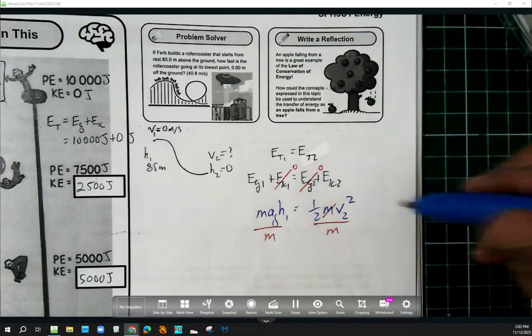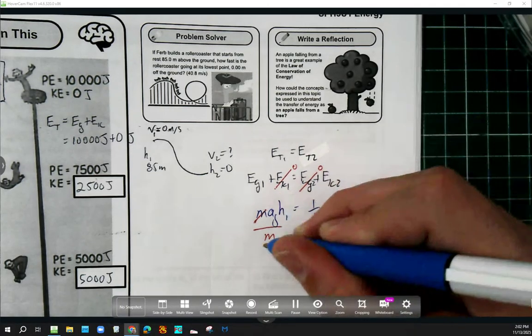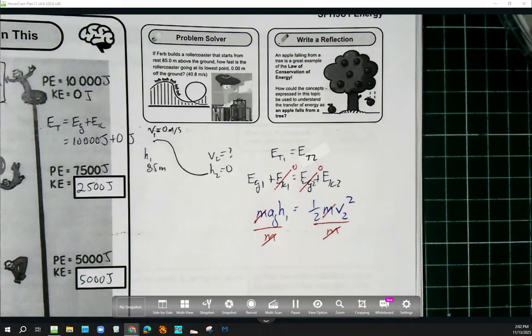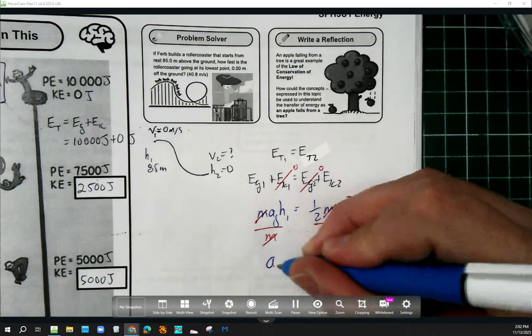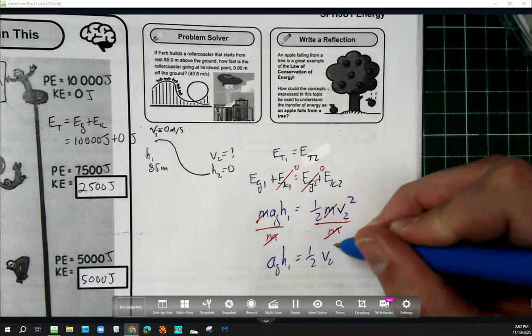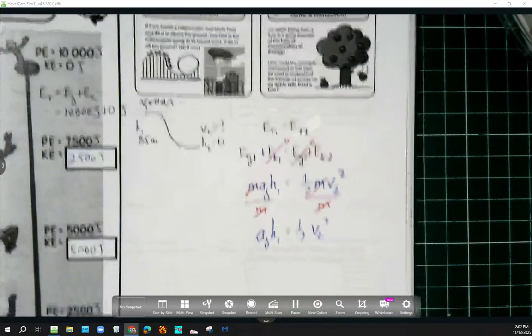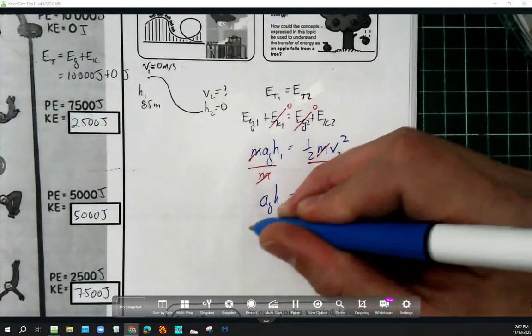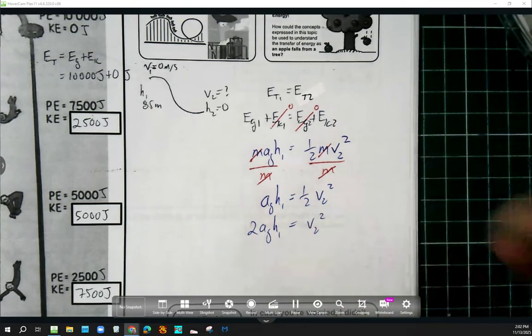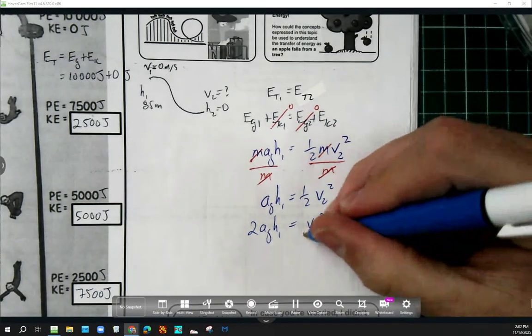much energy is present, I can use the idea of conservation of energy, recognizing that for a one-body system like this, the m's can cancel out fairly easily a lot of the time, and I can get a g h1 equals 1/2 v2 squared. And then I'm just isolating for that v2. So 2 a g h1 equals v2 squared. I'm square rooting both sides.